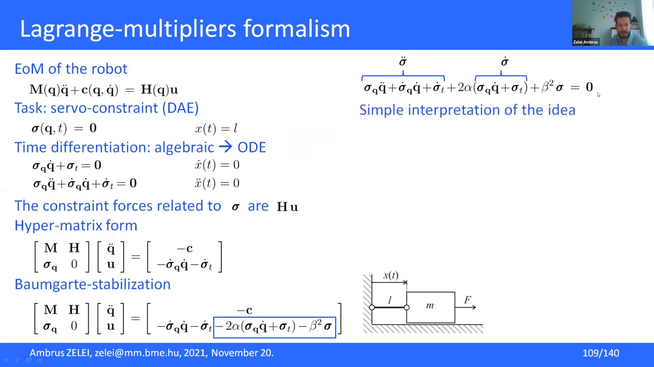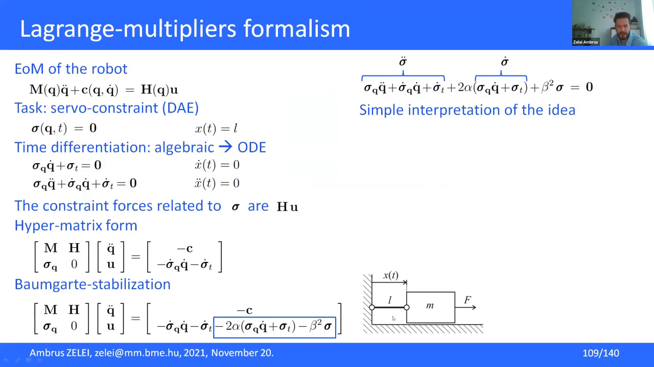And let's just understand the idea. Why would we use this 2 alpha and beta here? So let's take a very simple example. So if I'm just going now to the multibody dynamics representation of this whole constraint thing.